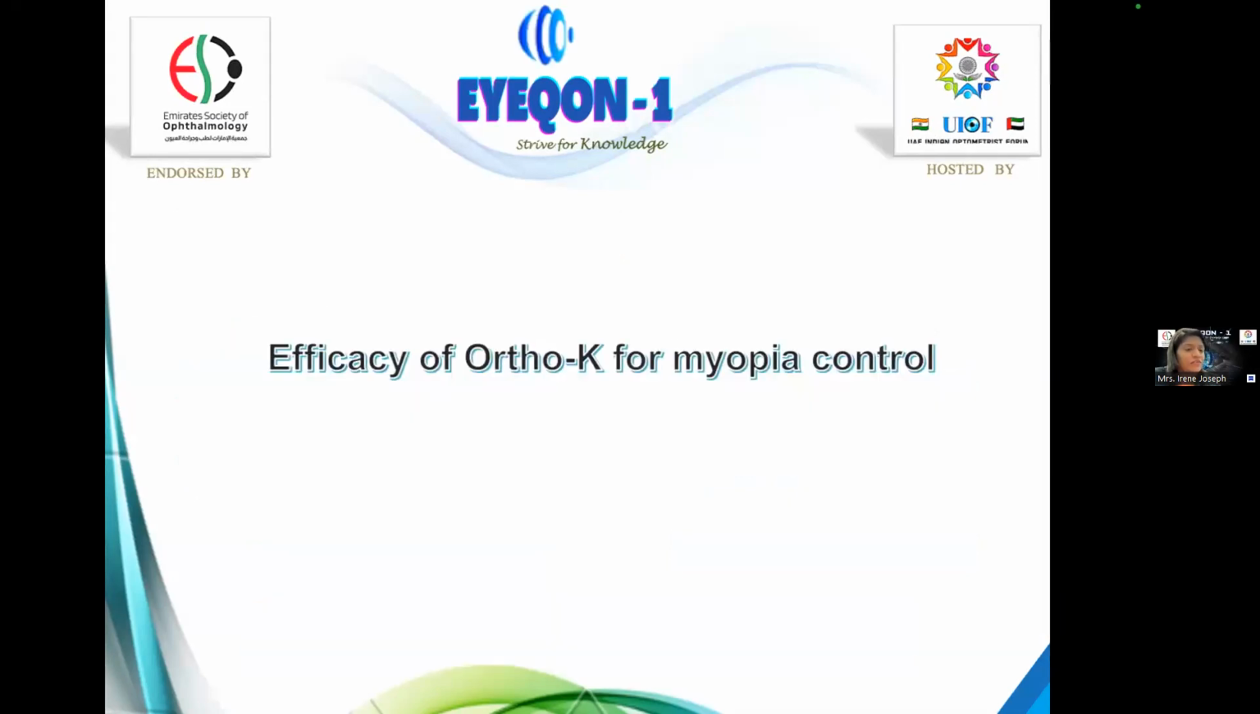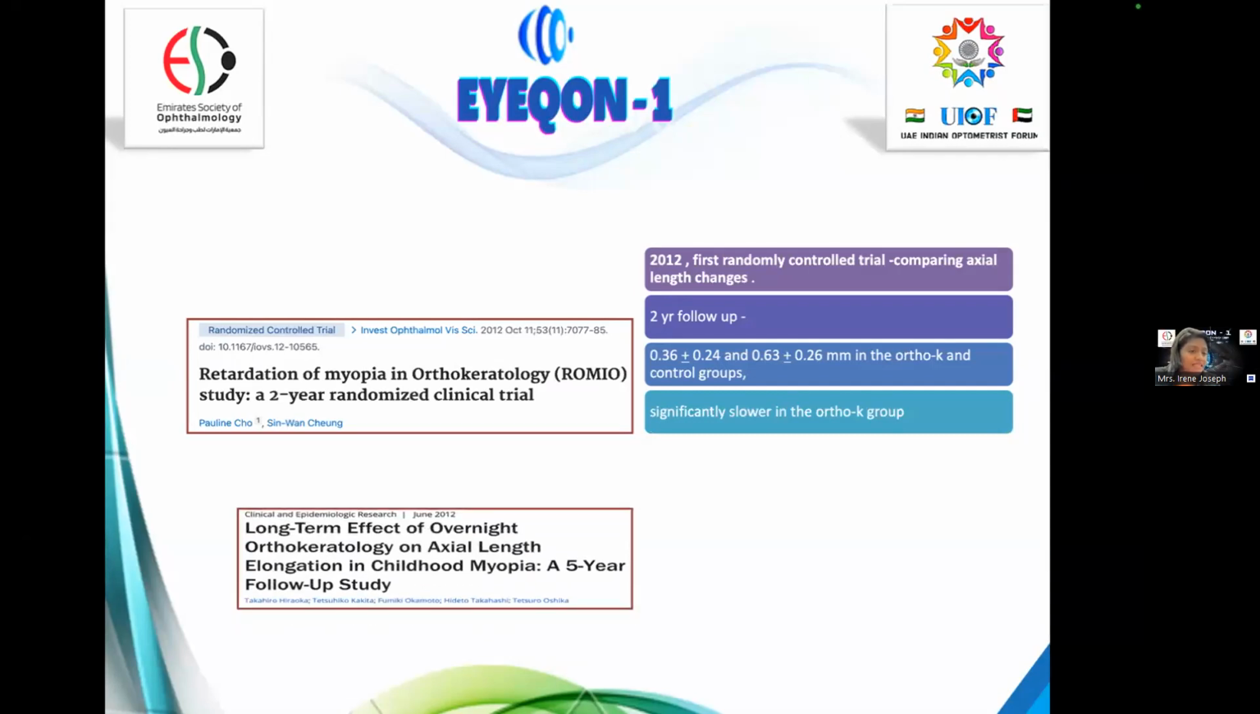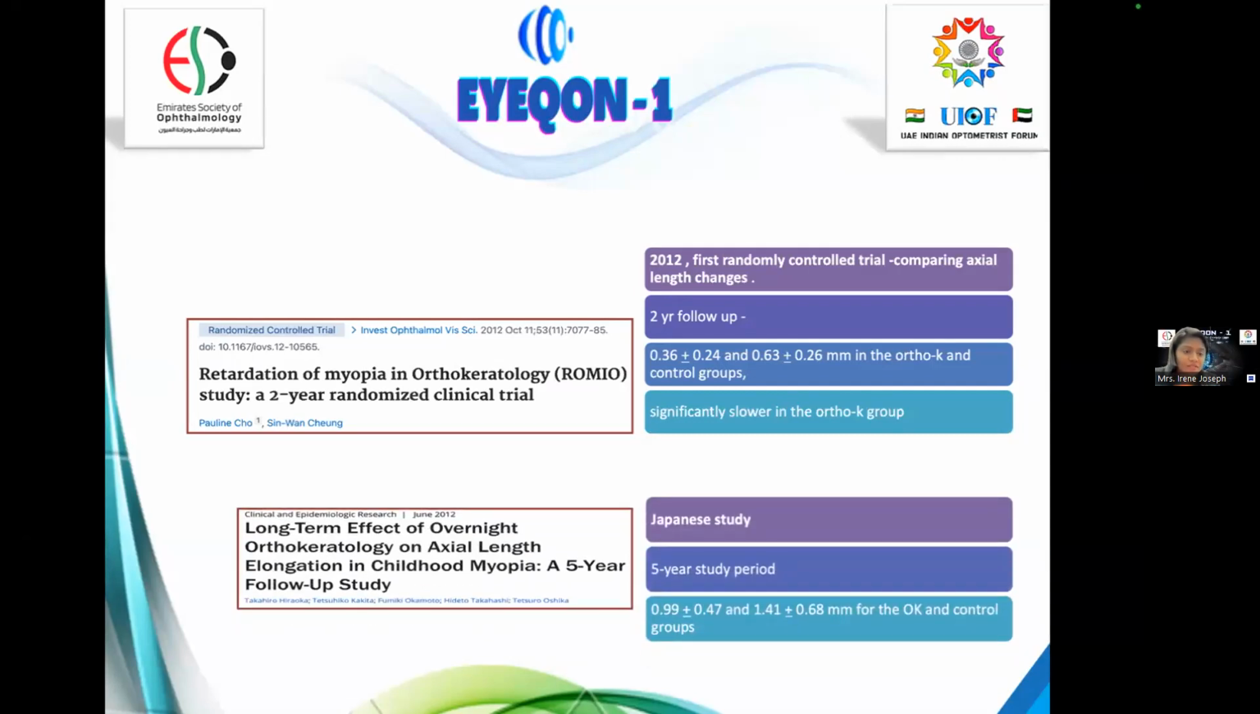To look at the efficacy of ortho-K for myopia control, there are various studies. It's already an evidence-based practice, but even though there were studies before 2012, this was the first randomized clinical trial, done in 2012, with a 2-year follow-up. It showed that axial elongation was significantly slower in the ortho-K group than the control group. In the same year, there came a 5-year follow-up study, a Japanese study, where they also found that children wearing orthokeratology lenses had much slower increase in axial length compared to the control group, who were spectacle-wearing children.